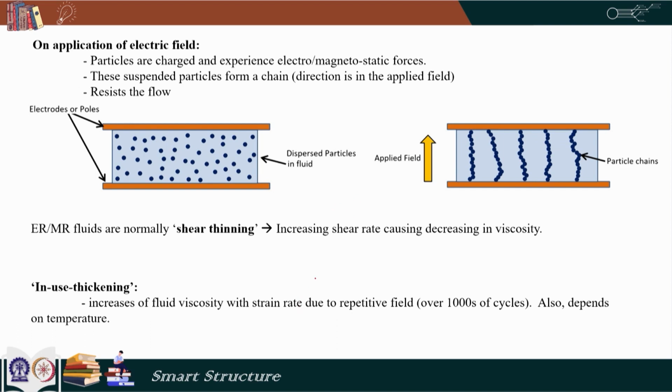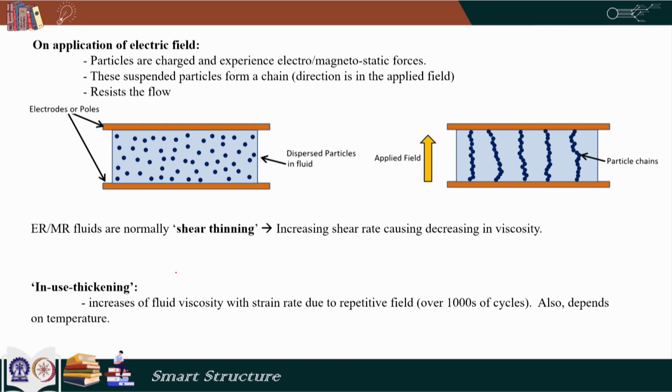Now these ER and MR fluids generally exhibit shear thinning phenomena, which means that with increasing shear strain rate, the viscosity reduces. When the viscosity increases with increasing shear strain, the effect is called shear thickening. When it reduces with increasing shear strain rate, that is called shear thinning. Now, ER and MR fluids are generally shear thinning materials.